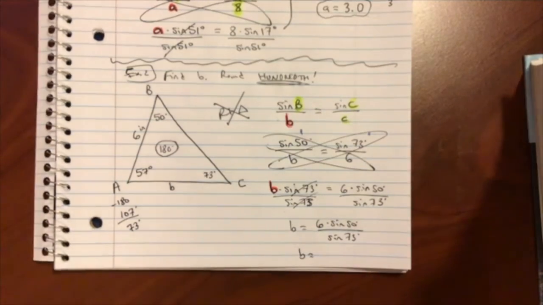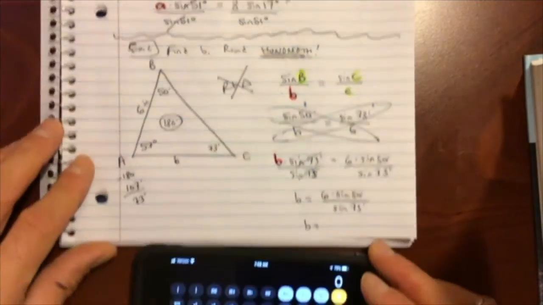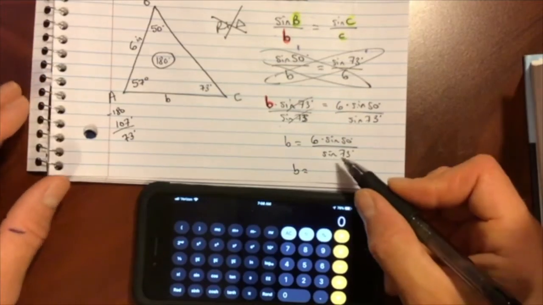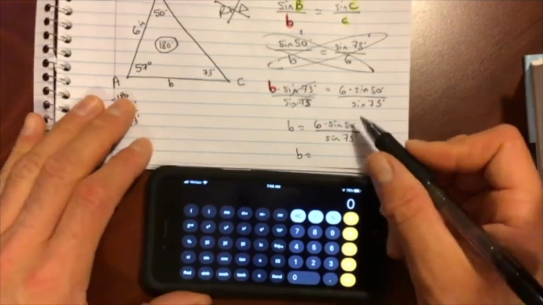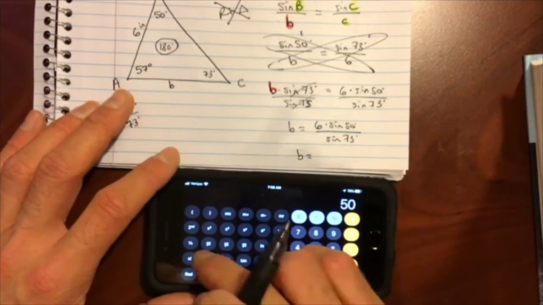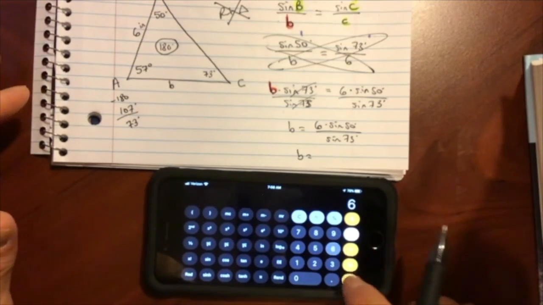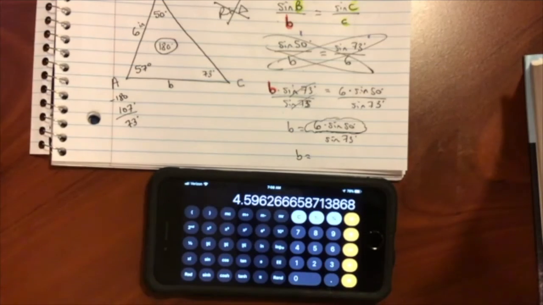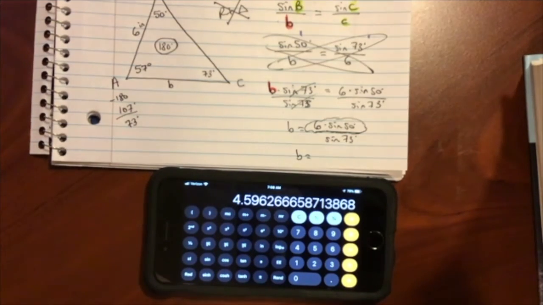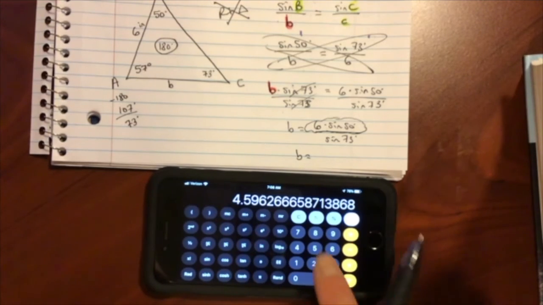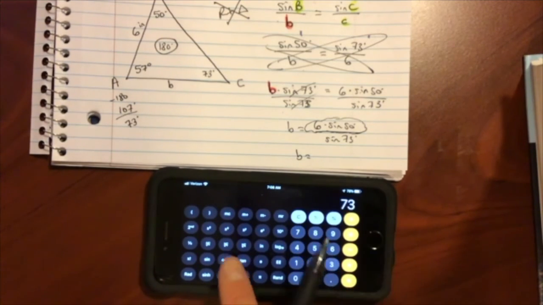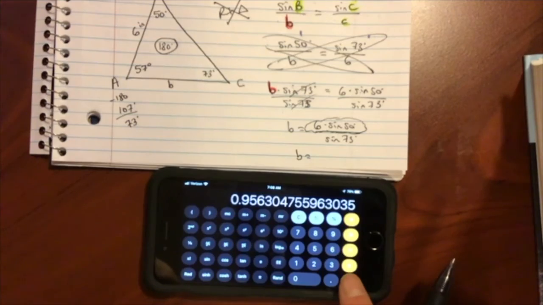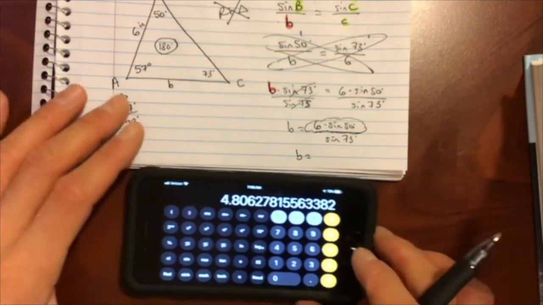All right, what do we got for b? Calculator, get my calculator out. Punching all that in. So let's punch out the sine of 50 on top. There's the sine of 50. Multiply by the 6 next door. Okay, so I got the decimal on top, 4.596. Lots of numbers. Divide that by the sine of 73. So 73, that's the sine of 73. Now hit equals. Bam, there's your answer.